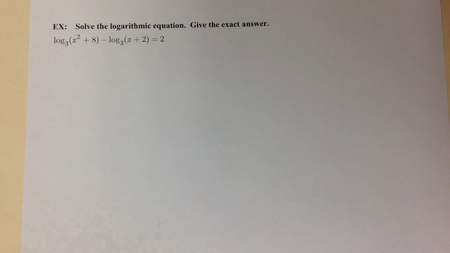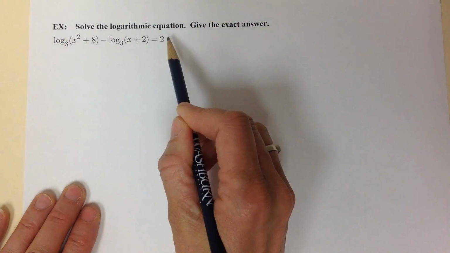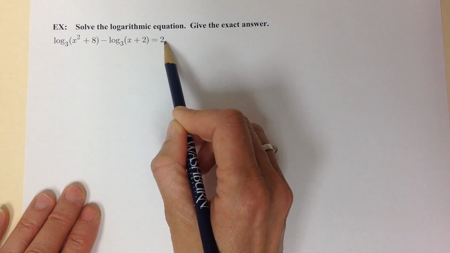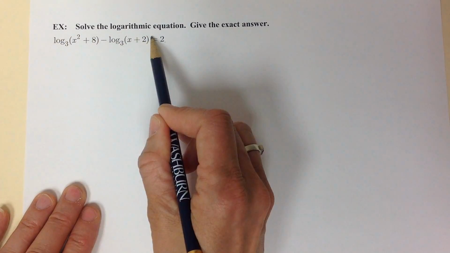We have the log equation log base 3 of x squared plus 8 minus log base 3 of x plus 2 equals 2, and we want to solve this giving the exact answer. Notice that I have logs on one side, a number on the other. That's good, but I need to use my log properties to make this a single logarithm.